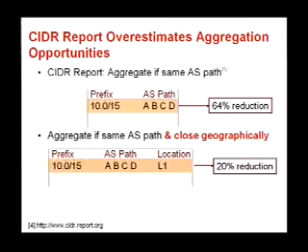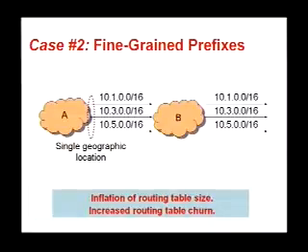So, depending on your philosophy, whether you think people should be allowed to do this or not, it could be construed that the CIDR report is vastly overestimating how much the routing table size could be reduced by this type of aggregation.